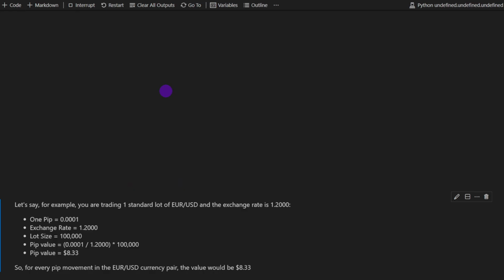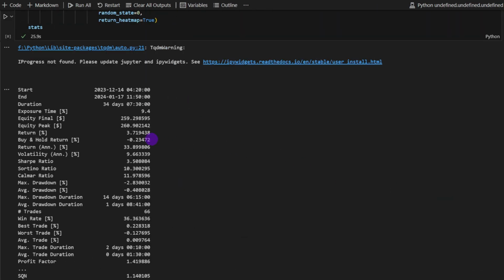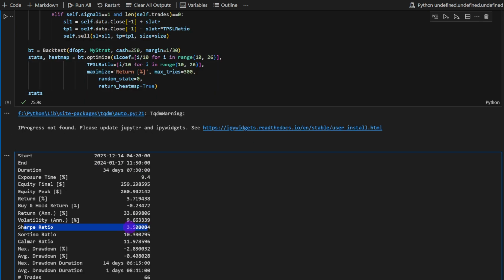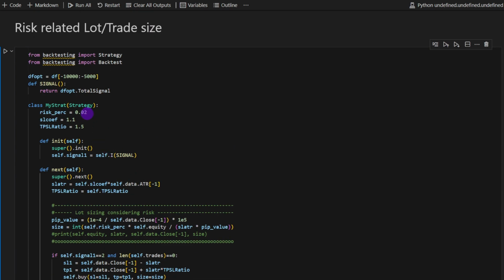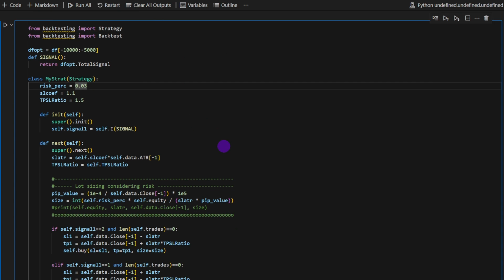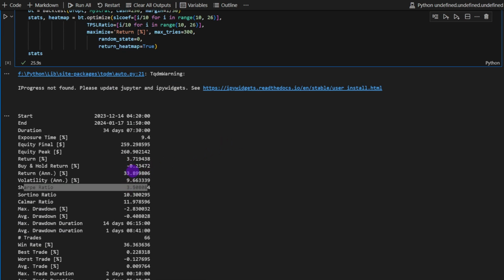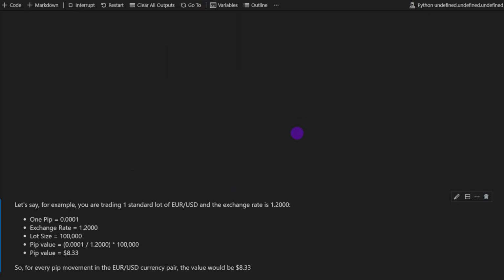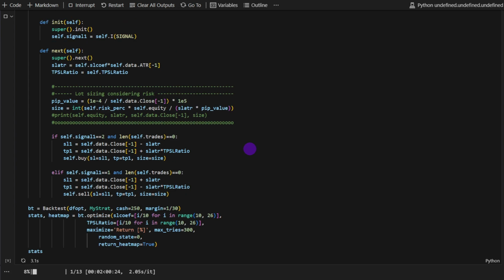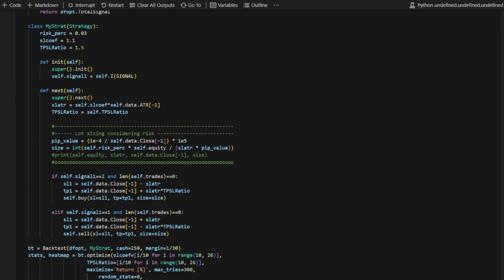So let's run this backtest. And there we go. So we have a return of 3.7% and a Sharpe ratio of 3.5. That's not bad, actually. This is a very good Sharpe ratio. Notice that the Sharpe ratio will be decreasing if we increase the risk. So let's say if I want to risk 3% instead of 2%, I'll run it again. But at the same time, we're going to increase our returns probably. So if it's a winning strategy, let's check what we will get with 3% instead of 2% in risk.